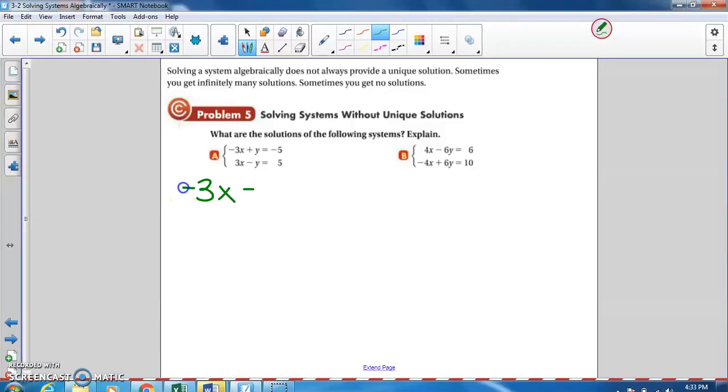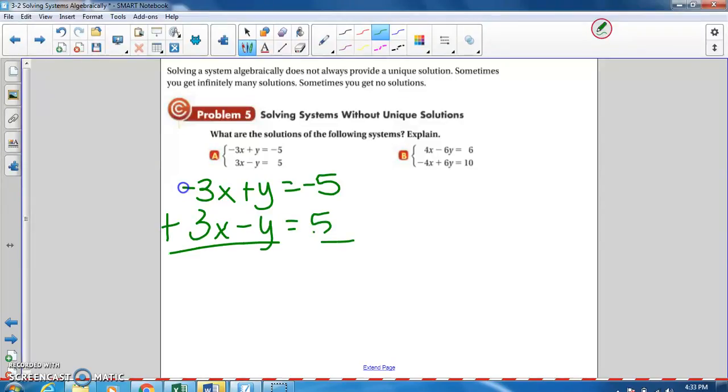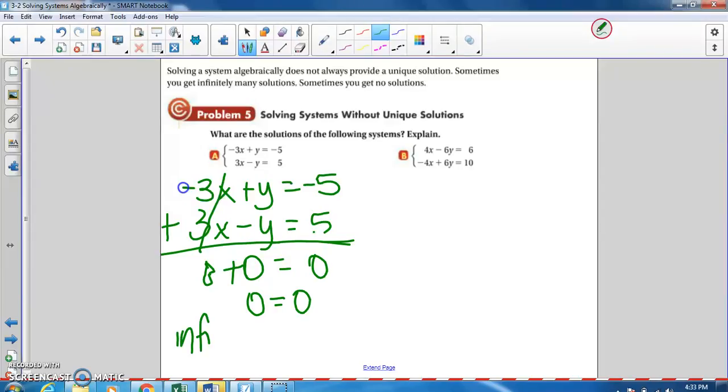So negative 3x plus y is equal to negative 5, plus 3x minus y is equal to 5. Negative 3x plus 3x is 0. Y plus negative y is 0. Negative 5 plus 5 is 0. So 0 is equal to 0. Since this is a true statement, we have infinitely many solutions.